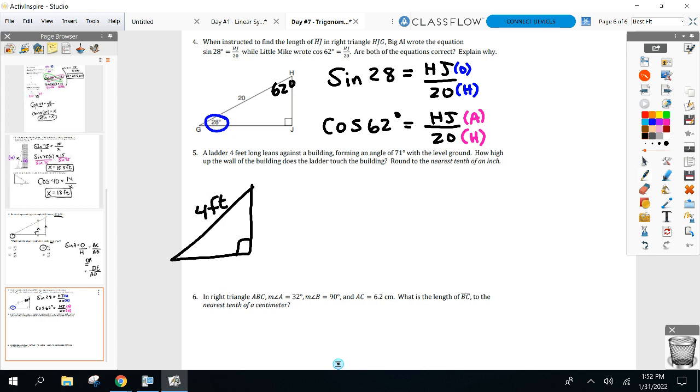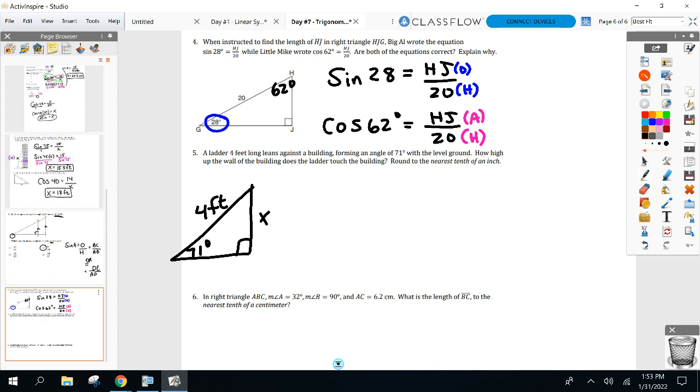It forms a 71-degree angle with the ground. Where am I putting this 71? On the bottom or the top? On the ground. Right? 71. How high up the wall does the ladder reach? Which leg am I finding now? The horizontal or the vertical leg? How high up the building it reaches? Vertical. Oh, jeez.